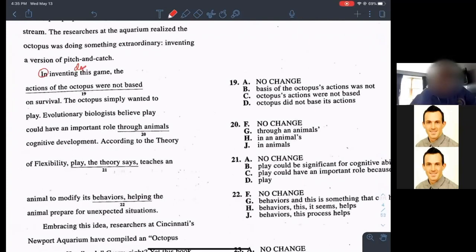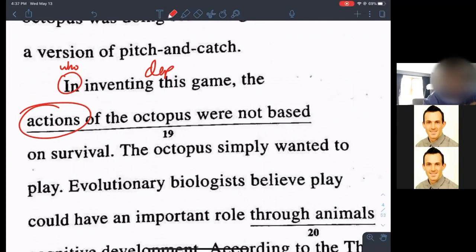The actions. The actions of the octopus were not based on survival, or the basis of the octopus action was not. Octopus's actions were not based. Octopus did not base its actions. If action is the subject, you want to have subject followed by the predicate. What is the predicate? The predicate is the conclusion of the sentence, and so that's more or less your verb.